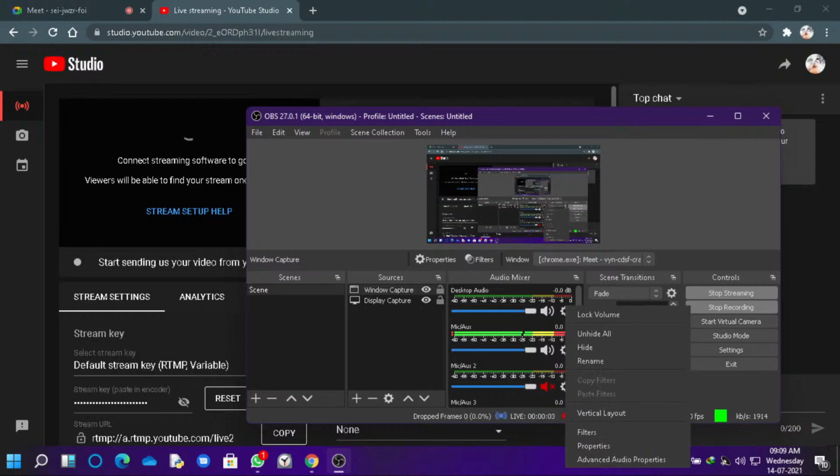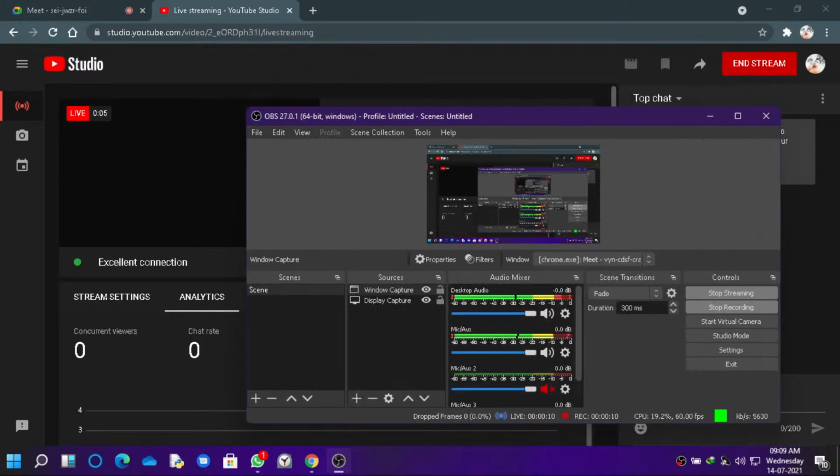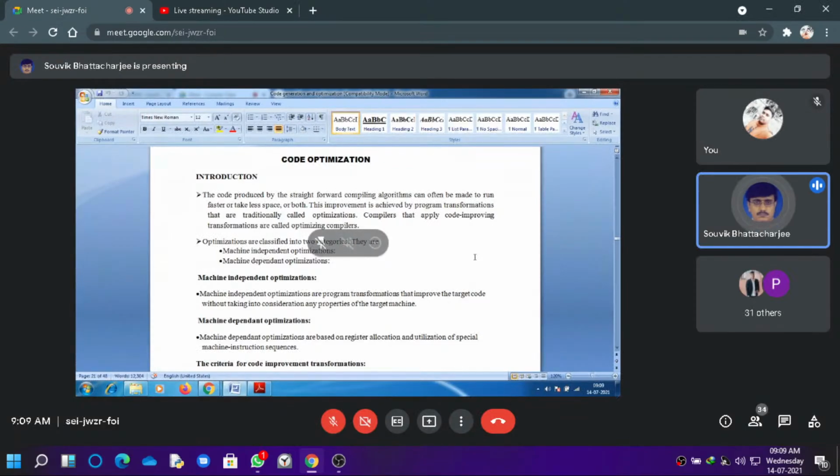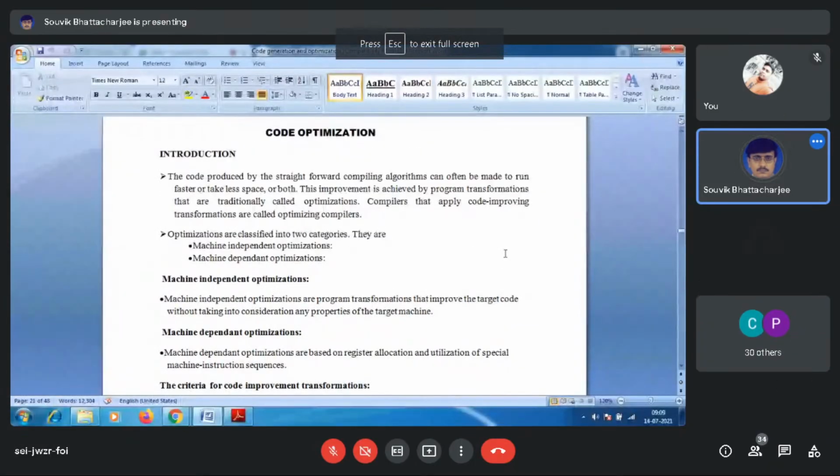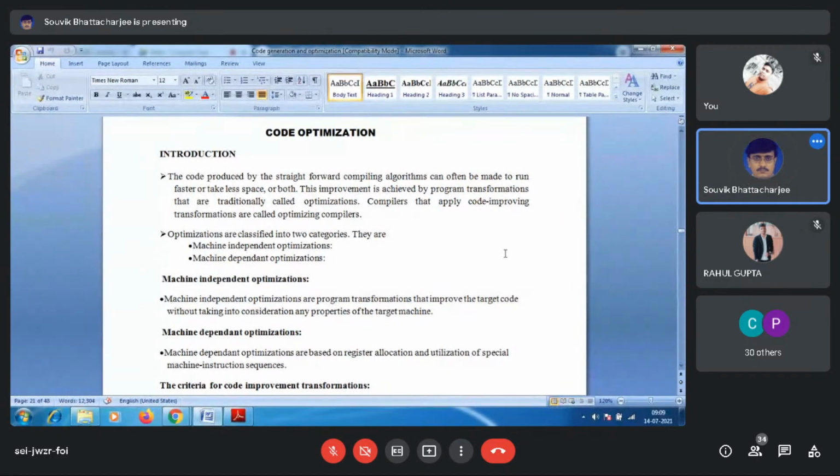To run faster, this improvement is achieved by program transformations that are traditionally known as optimization. That is, the straightforward algorithm you have developed may be made to run faster, and the transformations needed for making this algorithm into an optimized form are known as code optimization. A compiler that applies code-improving transformations is known as an optimizing compiler.